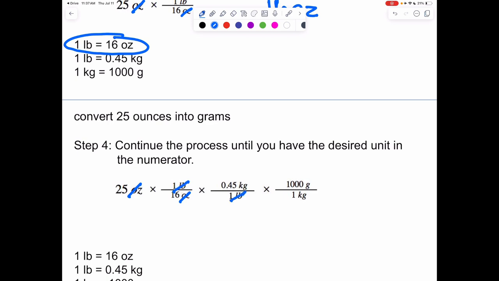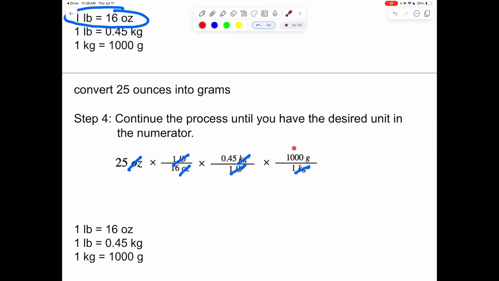Pounds are going to cancel out. And now we're in the units of kilograms. So we repeat it again. We put our kilogram unit on the bottom because we don't want kilograms. We want this to be grams. We know that there's 1,000 grams in 1 kilogram. And when we put that conversion factor there, our kilograms cancel out.